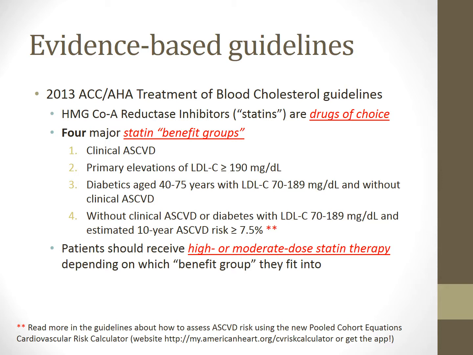I also wanted to point out that the guidelines introduced a pooled cohort equation cardiovascular risk calculator as a way to calculate an estimated 10-year ASCVD risk, which you'll see under the 4th statin benefit group. So out went the Framingham risk score, and in went the use of this calculator, which we won't go into during this drug therapy lecture, but you can find this calculator online, or you can download an app for your smartphone that you can use to calculate an estimated 10-year risk.